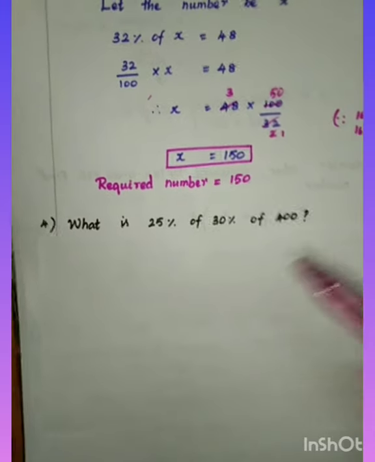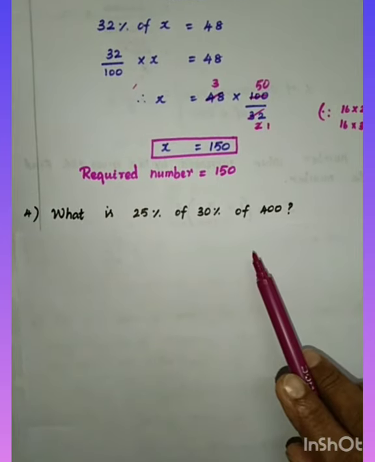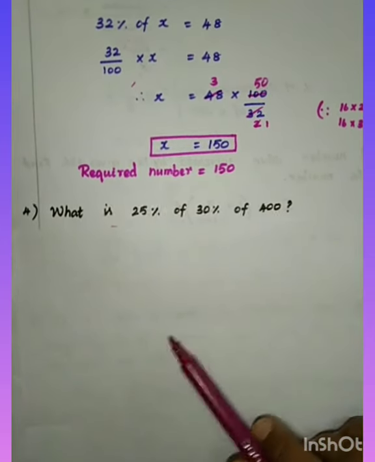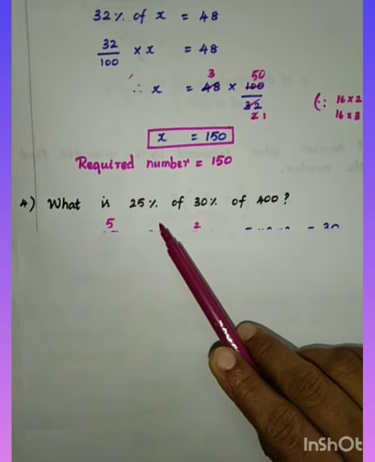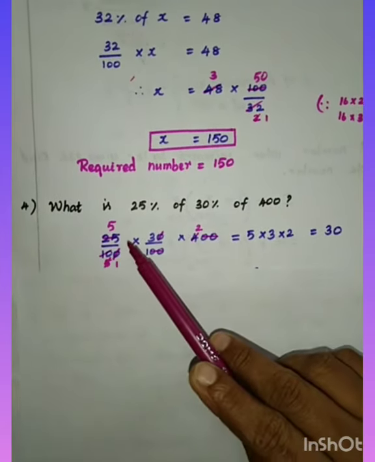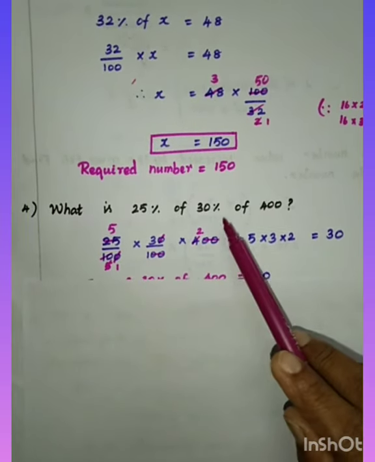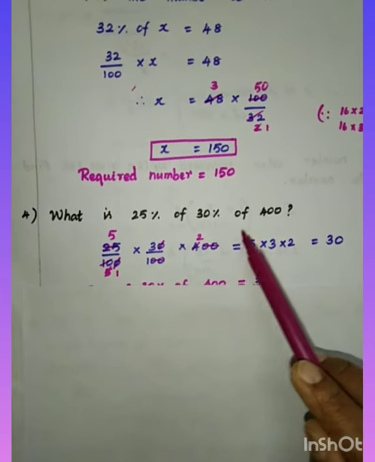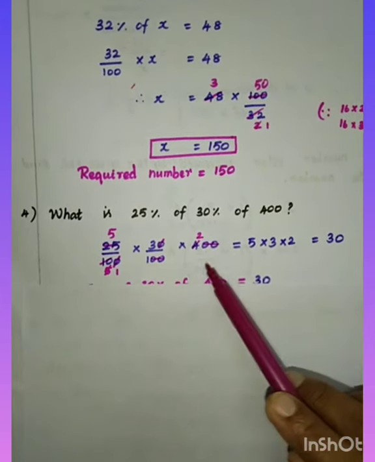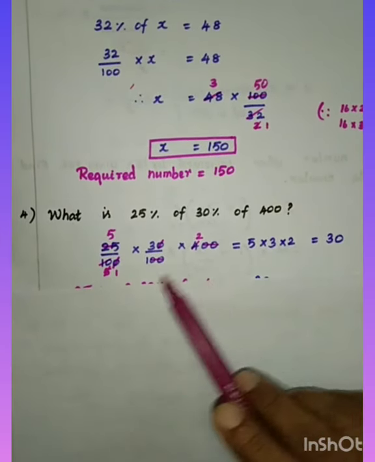Then fourth problem, what is 25% of 30% of 400? So we are going to find out the value of the given, that is 25%. We can write it as 25 by 100. Of means multiplication sign, and 30% also can be written as 30 by 100. Of means multiplication again. Then 400. Then we can cancel double zeros, we have cancelled.